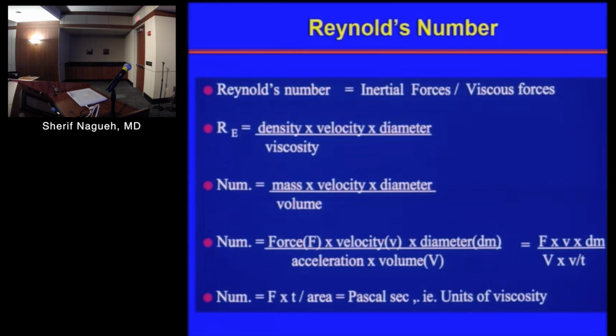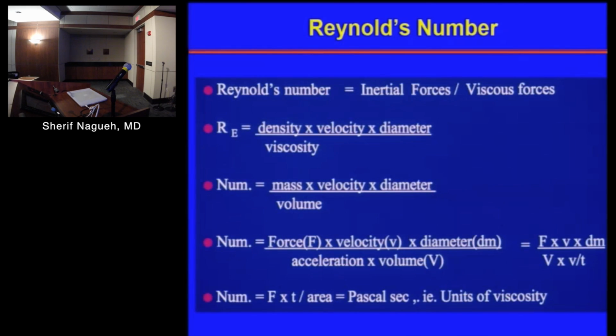Okay. Another number you are expected to know is called the Reynolds number. And simply this number tells you the likelihood of whether turbulent flow will happen or not. If the Reynolds number is exceeded, turbulent flow will happen. If it is not exceeded, then it will not happen.